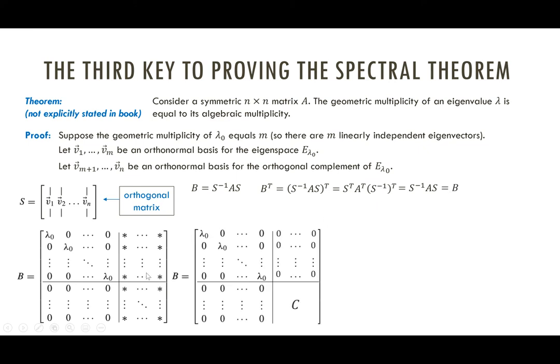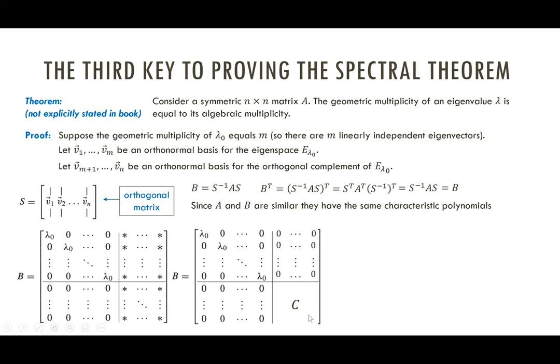Which means, okay, if we're going to make this matrix symmetric, all of these zeros down here have to have corresponding zeros when we flip across the main diagonal. And then I'm just going to write C as the n minus m by n minus m matrix that you get here at the bottom. And this matrix C is also going to be symmetric, but I don't think we end up using that fact. But okay, so we have this representation of the matrix B.